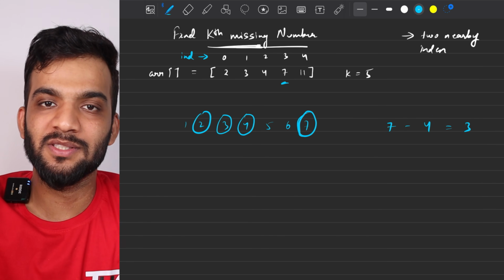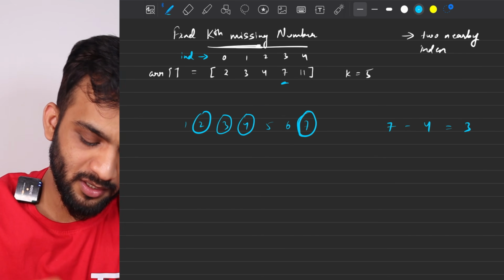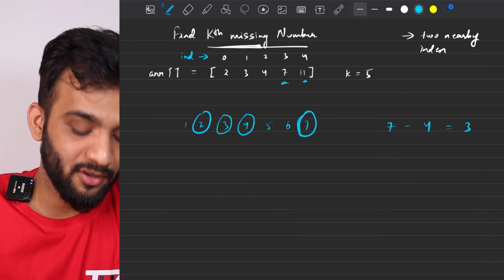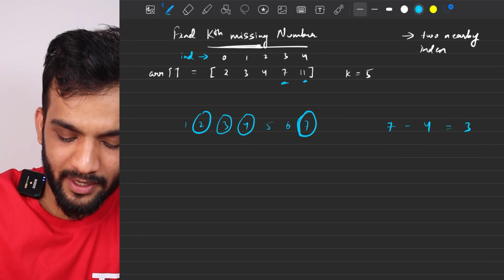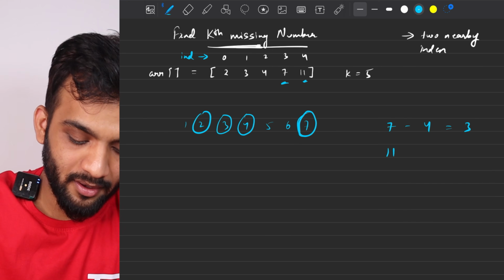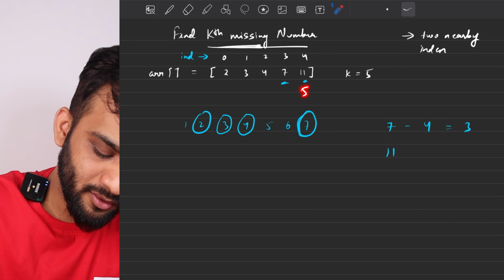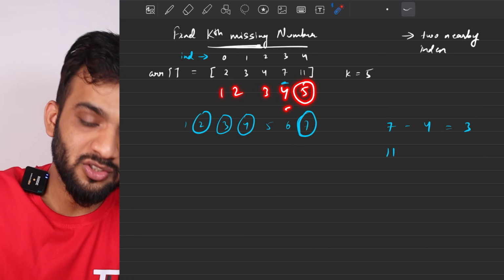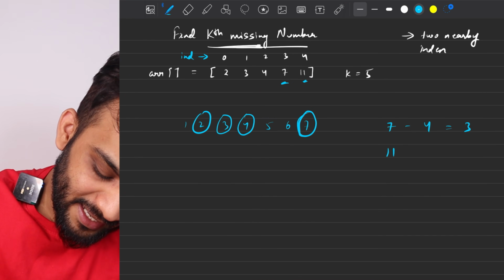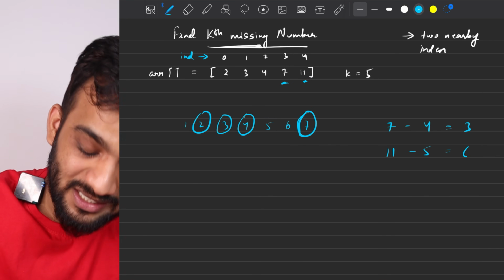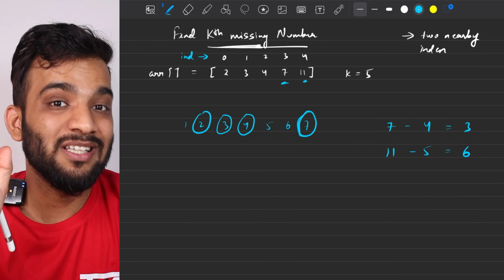Thereby there are 3 numbers missing. I'm like, okay, there are 3 numbers missing. Over here, there's 11. So if I have to again say 11 is there, ideally what should have been there? 5, if I write down the numbers. So how many numbers are missing? Can I say 11 minus 5 equal to 6 numbers is what is missing over there?